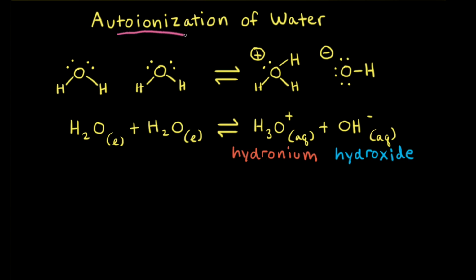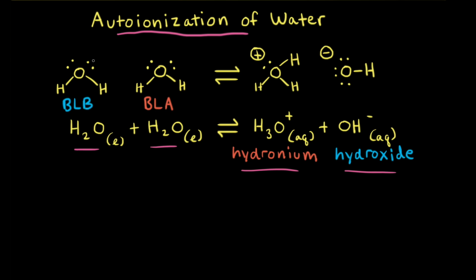The autoionization of water refers to the reaction of water molecules to form two ions, the hydronium ion, which is H₃O+, and the hydroxide ion, which is OH-. Water can function as an acid or a base, and in this reaction, one water molecule functions as a Bronsted-Lowry acid and donates a proton, and another water molecule functions as a Bronsted-Lowry base and accepts a proton.